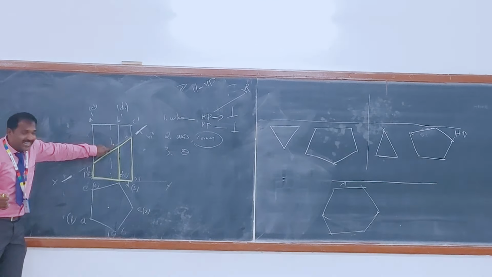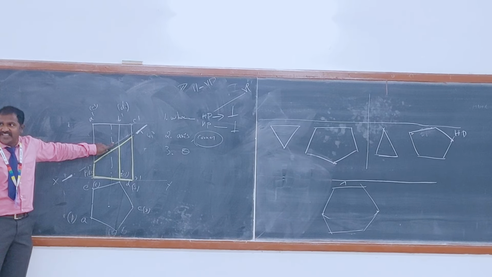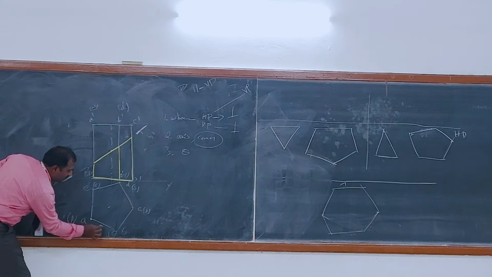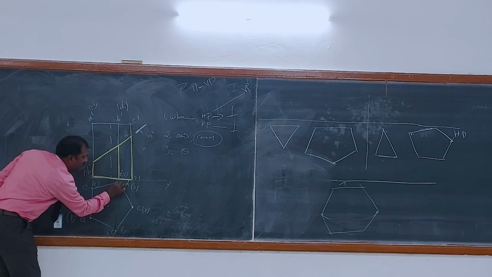Since it's cut lateral edges, as I told you already, we have to mark all the corners only. Clear? So this corner is cut. This is also cut. This is also cut. This is also cut.